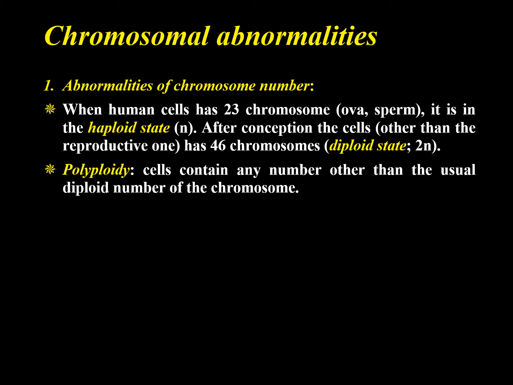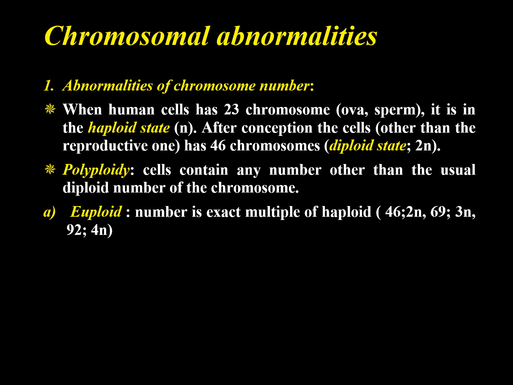Polyploidy is when a cell contains any number other than the usual diploid number of chromosomes. Any number other than 46 is called polyploidy. Euploidy is a number that is an exact multiple of the haploid. Haploid is 23, and the exact multiples are 46, 69, 92, etc. With every extra haploid set, we add an extra N. So 46 is 2N, 69 is 3N, and 92 is 4N.